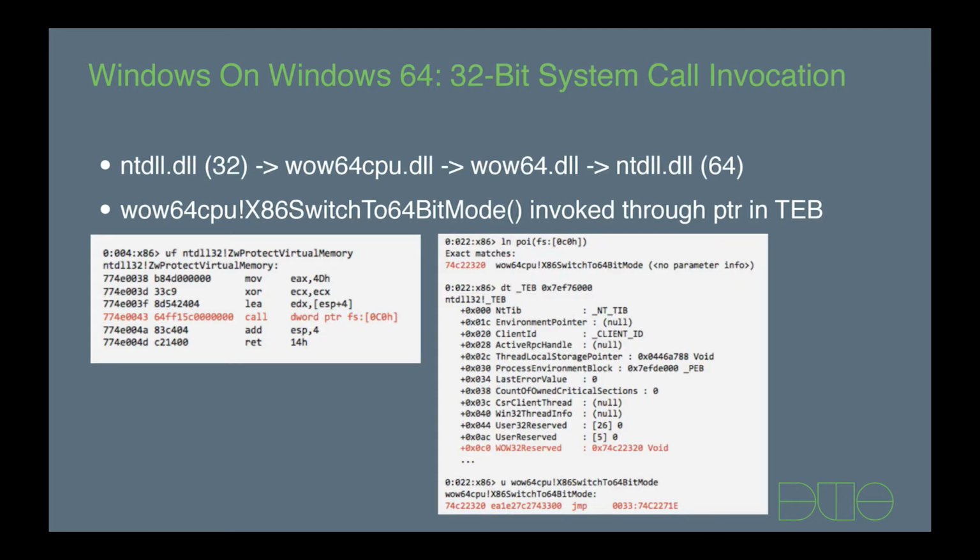So system call invocation. If you think back to the diagram I just showed you, this is sort of what it looks like in code. It's not the complete process, but you can see there is a function pointer inside the thread environment block. So a call is made to that function pointer, which switches modes. And from there, there's a bunch of plumbing that basically deals with the different calling conventions and converting arguments and so on and so forth. But that all ends up proxying through to the 64-bit copy of that system call.